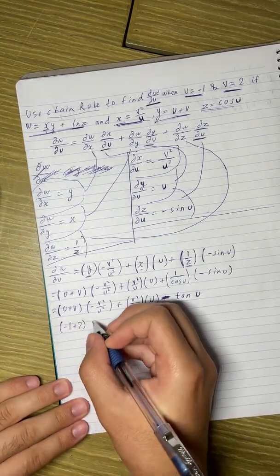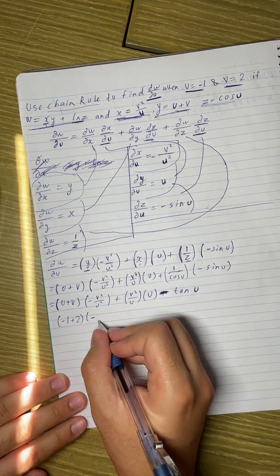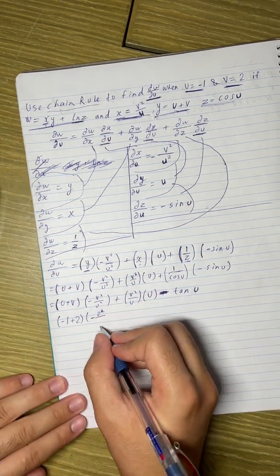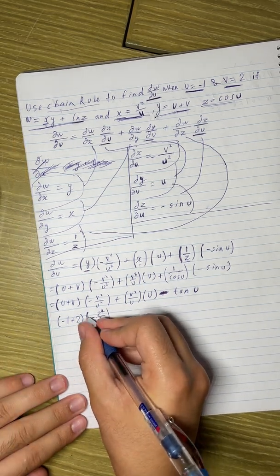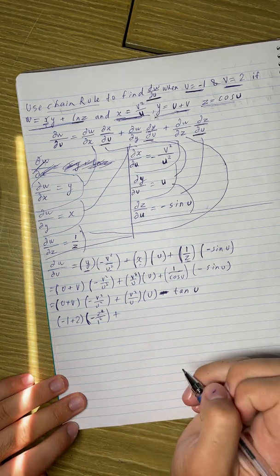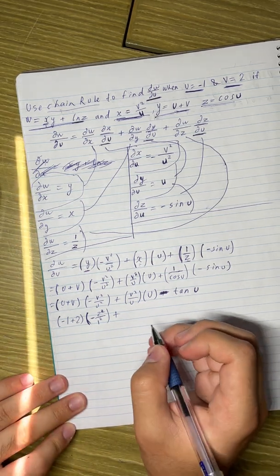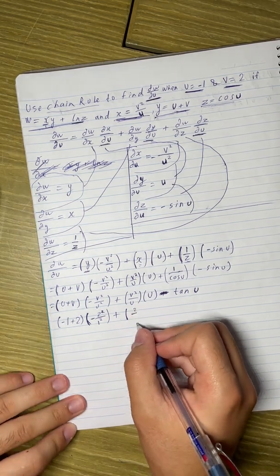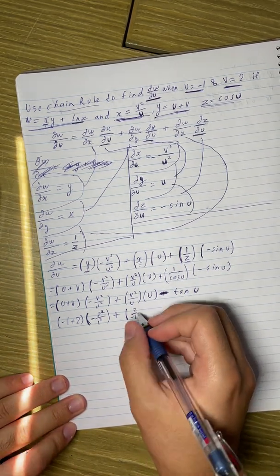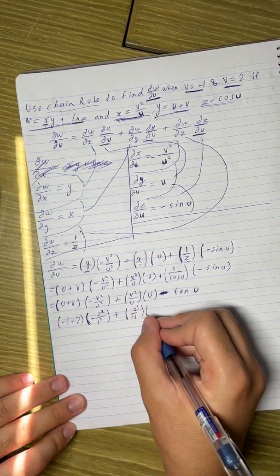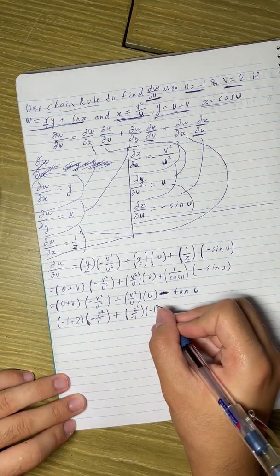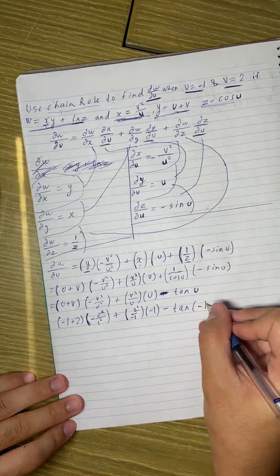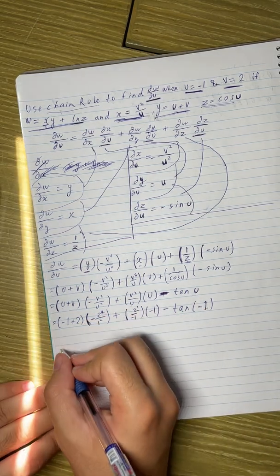Negative 1 plus 2, times negative 2 squared over 1 squared, plus 2 squared over negative 1, times 1, minus tan of negative 1. Okay, we can just put this in the calculator.